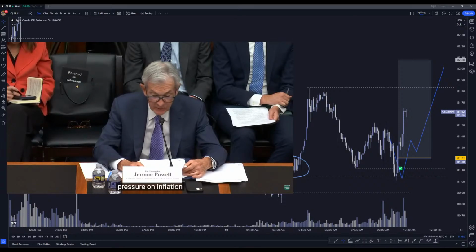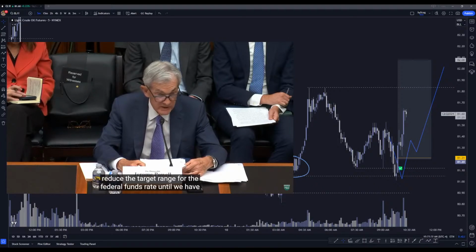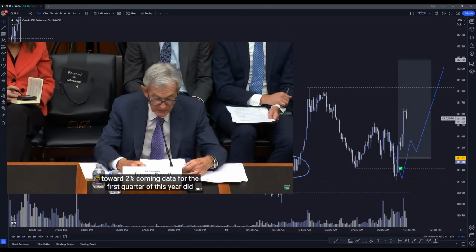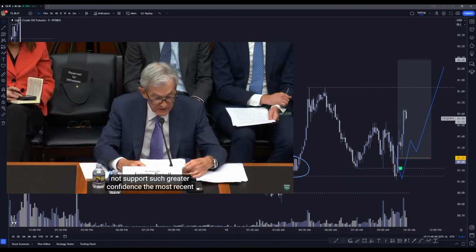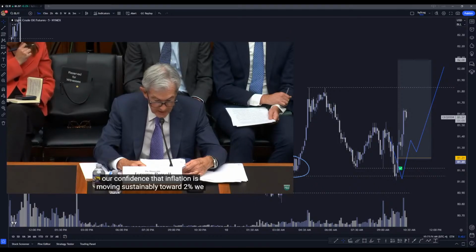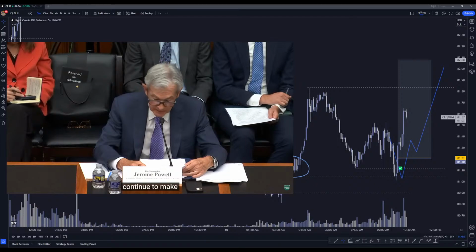The committee has stated that we do not expect it will be appropriate to reduce the target range for the federal funds rate until we have gained greater confidence that inflation is moving sustainably toward 2%. Incoming data for the first quarter of this year did not support such greater confidence. The most recent inflation readings, however, have shown some modest further progress, and more good data would strengthen our confidence that inflation is moving sustainably toward 2%. We continue to make decisions meeting by meeting.